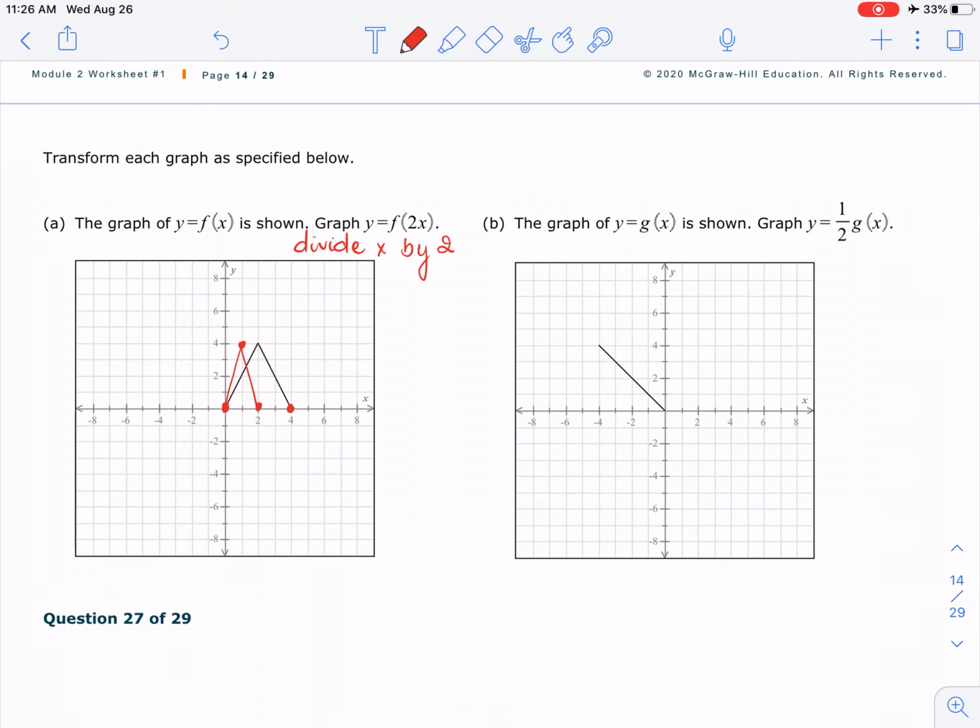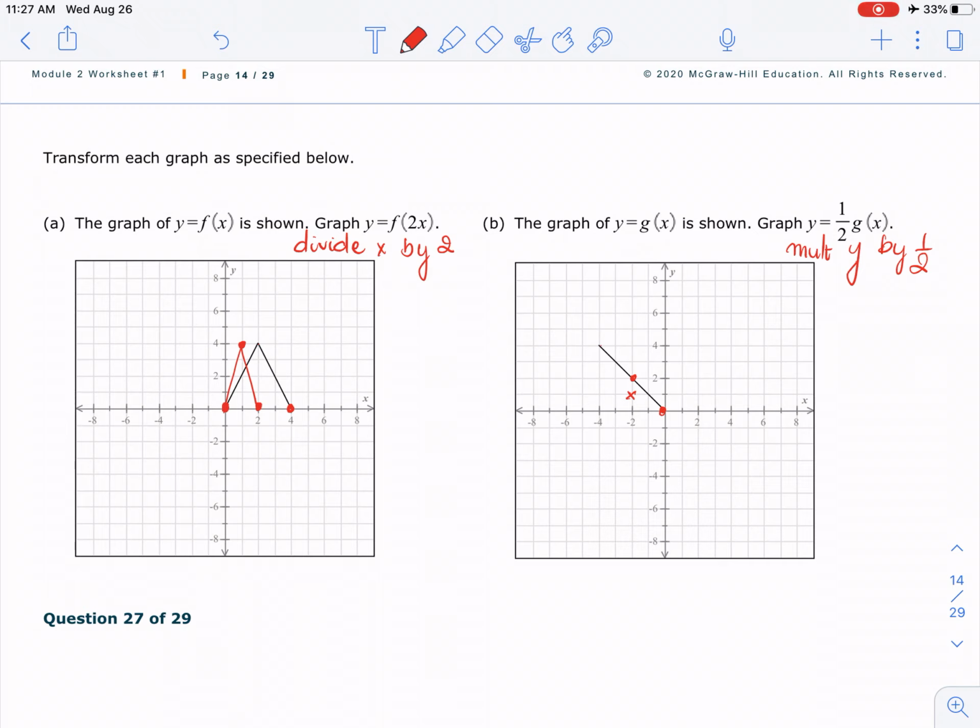All right, so for part B, you want to graph y equals half times g of x. So now we're going to multiply y by 1/2. So now we've taken care of y. See right here, 0 is still 0. This point, y is 2. And then you multiply by 1/2, which means you divide by 2. So it's going to be 1. So we get this point.